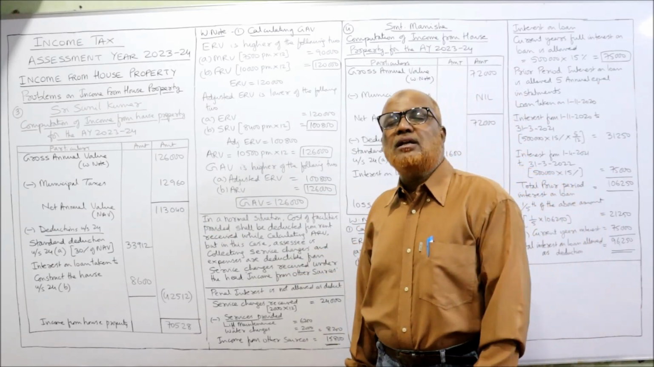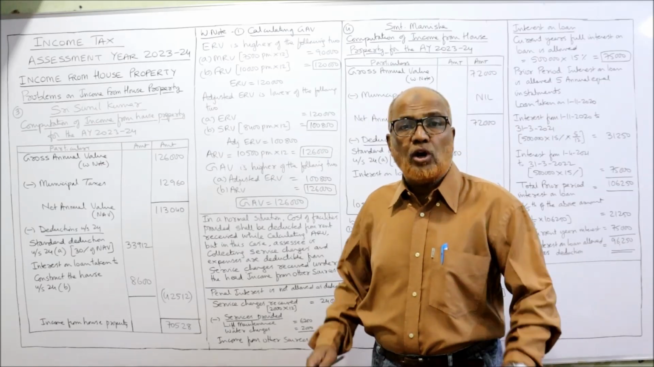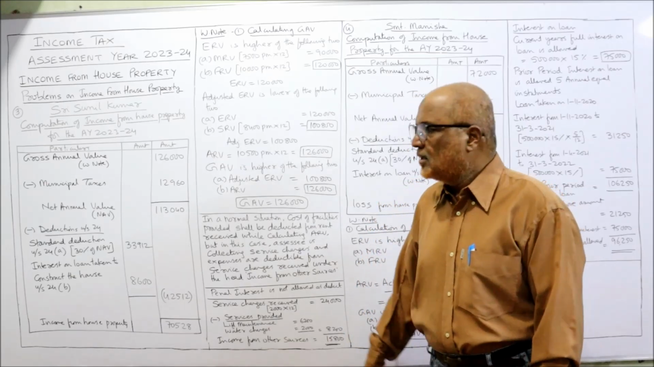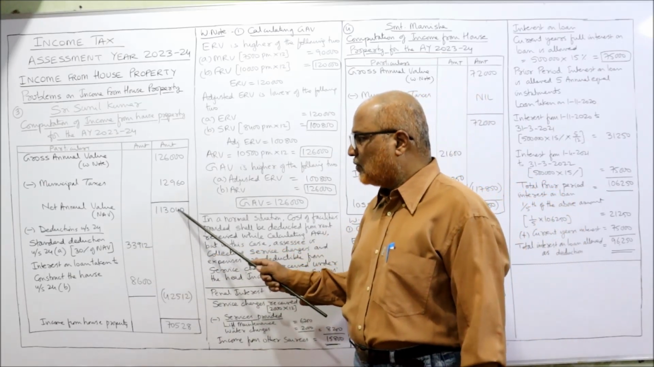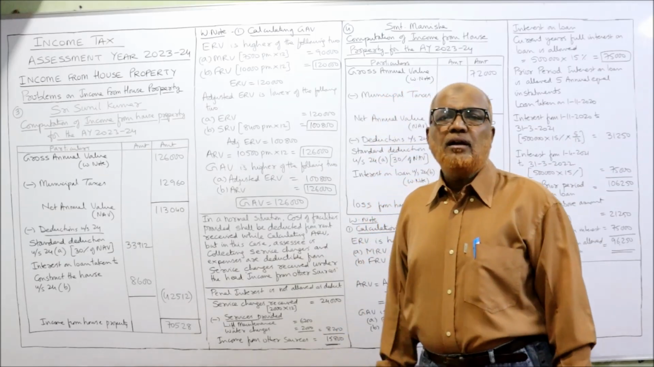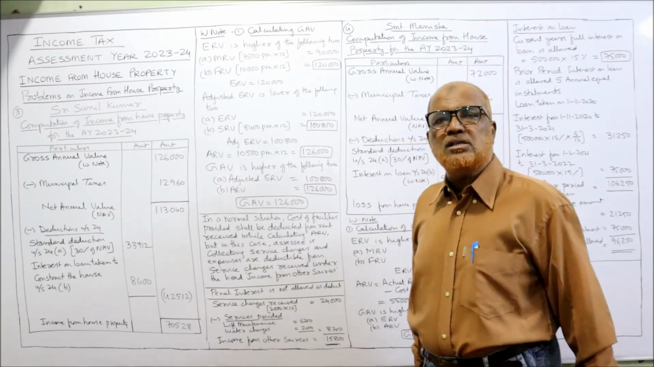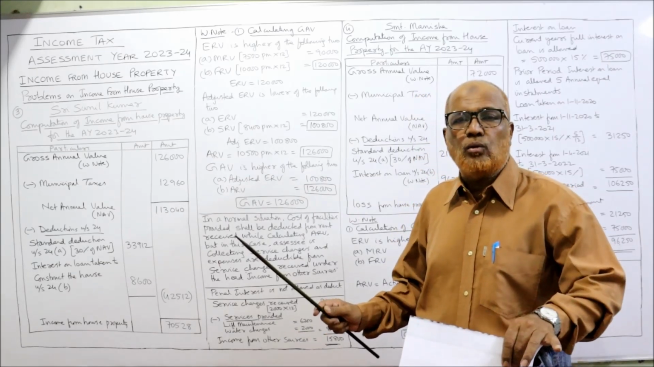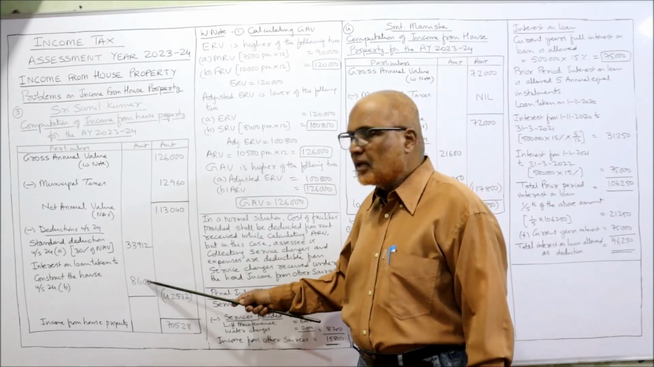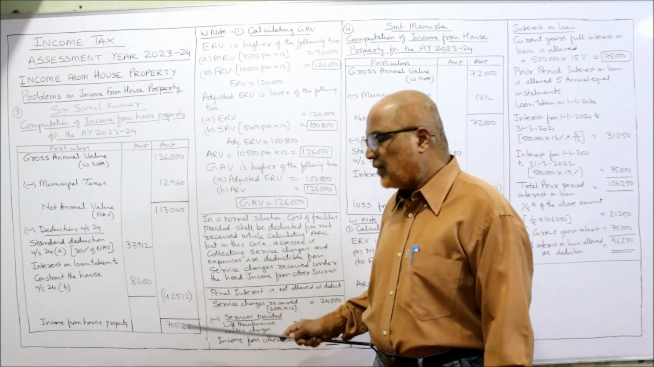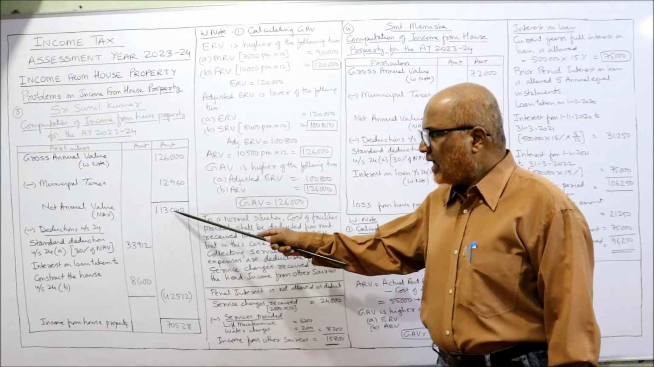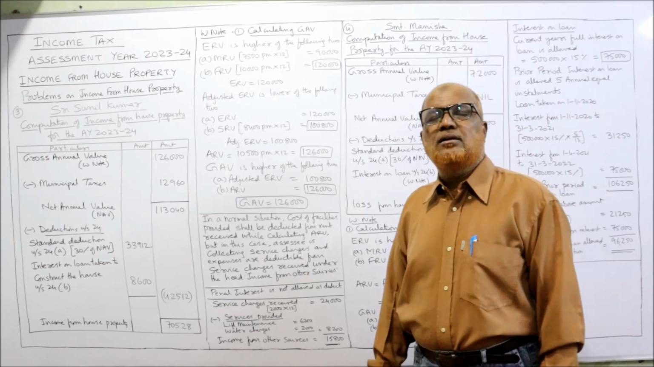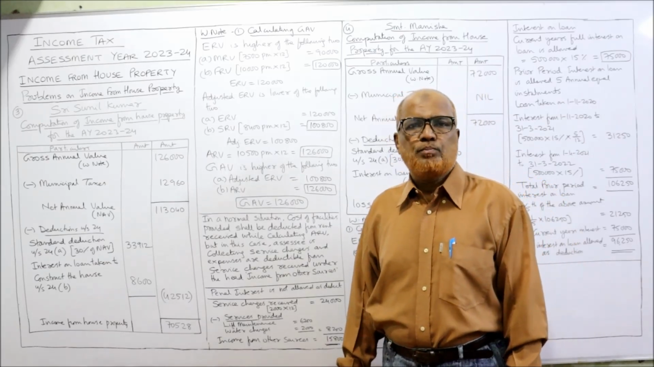Standard deduction is 30% of NAV always. It will not be given in the problem, but you have to provide it as per the provisions of Income Tax Act. So 30% of 1,13,040, 33,912. Interest on loan taken is given, 9,600. But in that 9,600, 1,000 is penal interest, not allowed. Only 8,600 allowed. Add up, we'll get 42,512. Now deduct: 1,13,040 minus 42,512, you will get 70,528. This is the income from house property.